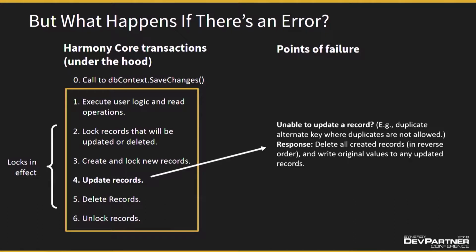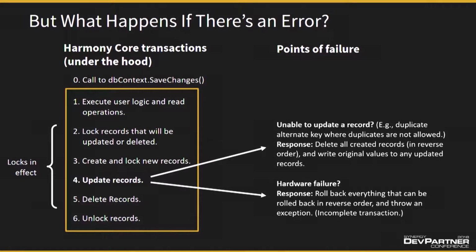Well, in reverse order now, we undo all the records that we wrote, because we have the original values for those records, so we just write them back. And then we delete all the records that we created in reverse order, and then we unlock everything and we get out. So nothing has changed on disk at this point. Same deal with hardware failure. We will roll back whatever we can, but if you pull the plug, we're dead.